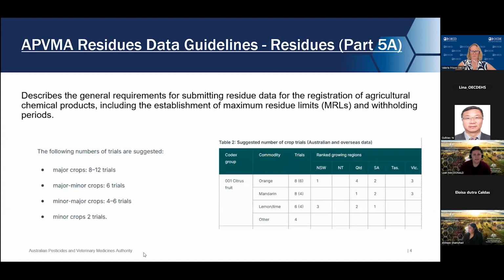So the APVMA's agricultural data guidelines include Residues Data Guideline Part 5A that outlines requirements for residues assessment, and it includes things like the number of trials we would expect to assess in order to establish a permanent MRL, and other countries would have similar guidelines, I imagine.